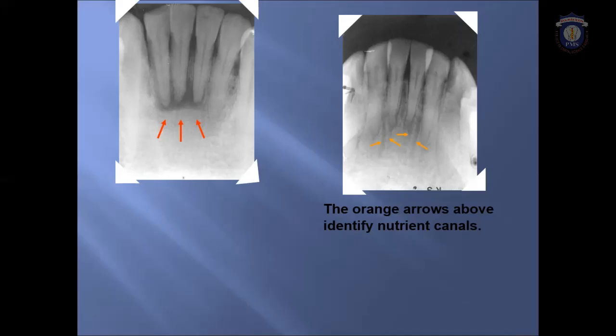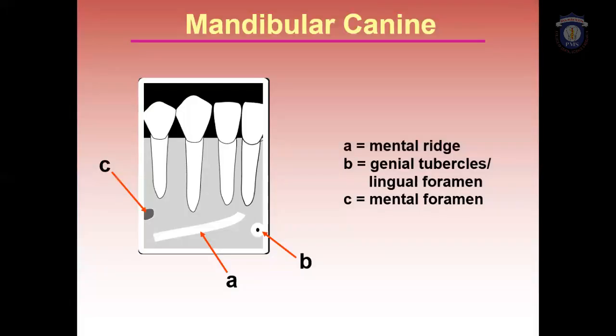And in the second diagram, the orange arrows indicate the nutrient canals. Nutrient canals are seen as thin radiopaque bands which pass through the interdental region or to the periapical region of the teeth. Here it represents the nutrient canals, and studies show that nutrient canals are more prominently seen in patients with hypertension.